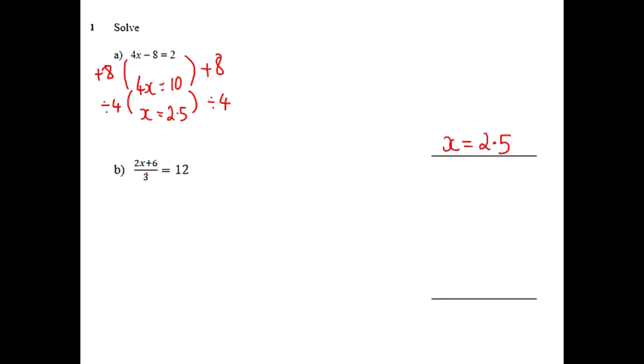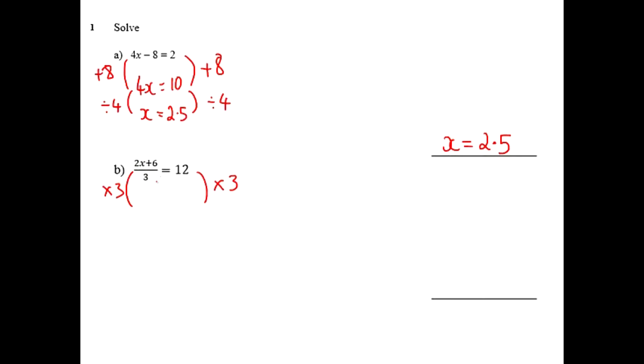For this next one, we've got a few things we need to do this time. There's 3 steps. We've got to deal with this 3 here, this 6 here, and this 2 here. And you do it in that order. So the first thing you do if you've got a big fraction like this is deal with the number on the bottom. So we're going to multiply both sides by 3.